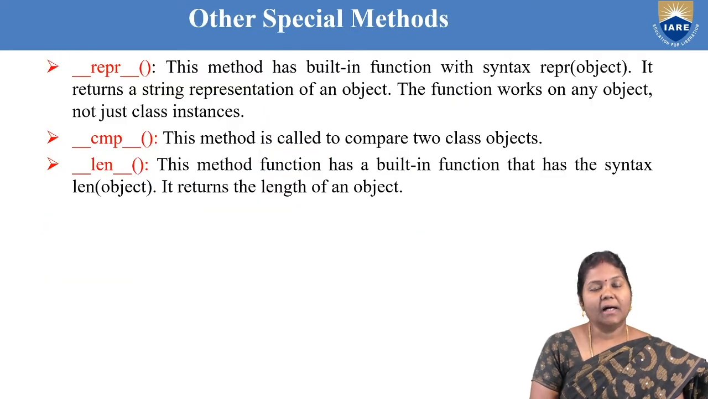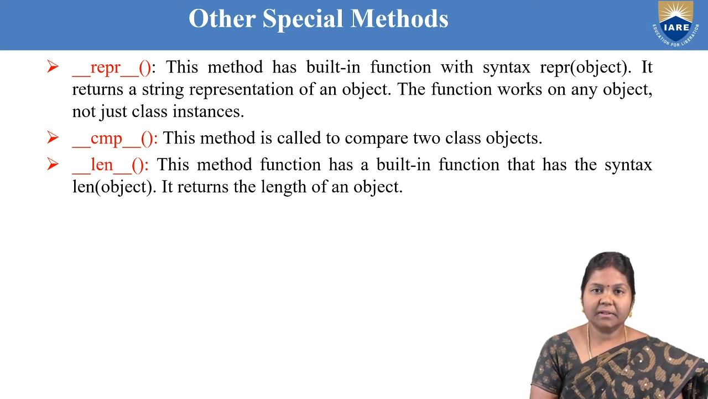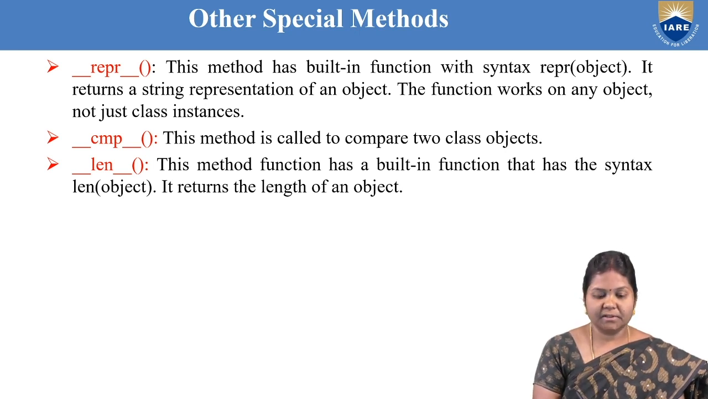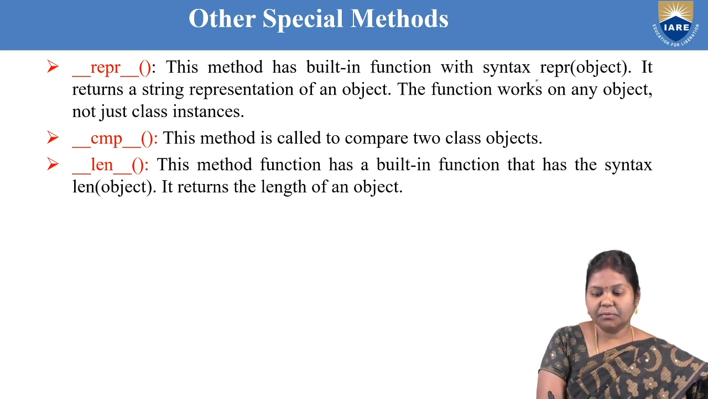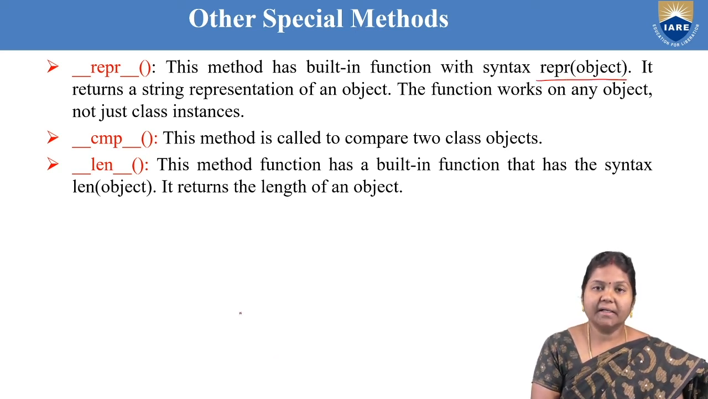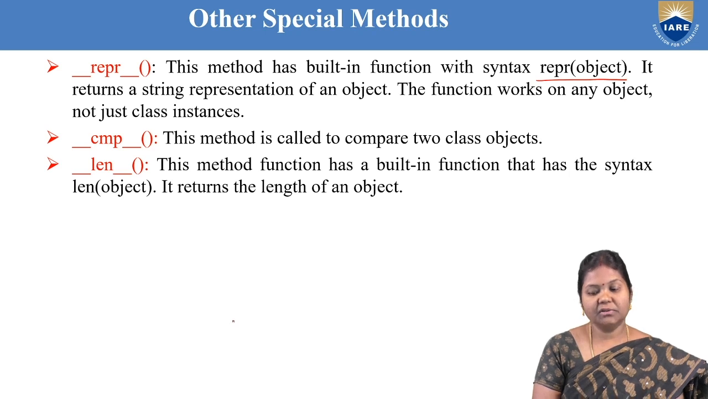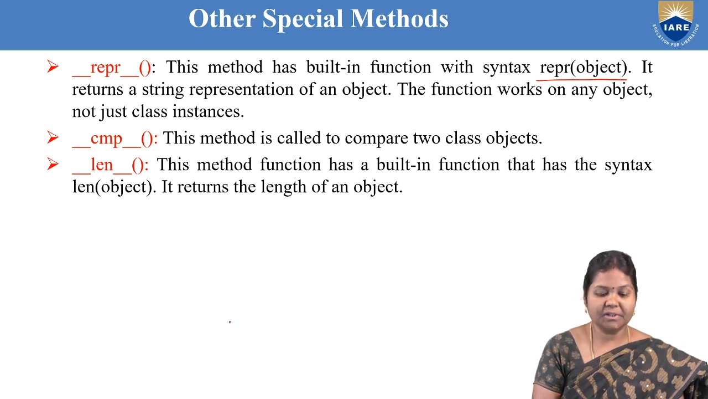Now, what are the other special methods which are available in Python? There are several special methods which do some particular task. Let us see them one by one. One is called repr, the representation method. This method is a built-in function with the syntax representation of the object. It provides the detailed representation of the object in string format. So it returns a string representation of an object. The function works only on objects, not just class instances.